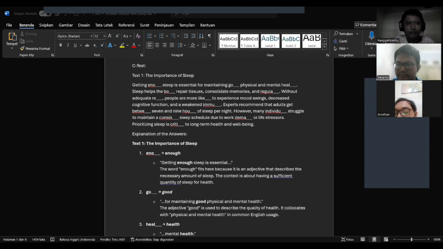Experts recommend that adults get between 7 and 9 hours of sleep per night. However, many individuals struggle to maintain a consistent sleep schedule due to work demands or life stress. Prioritizing sleep is critical to long-term health and mental well-being.